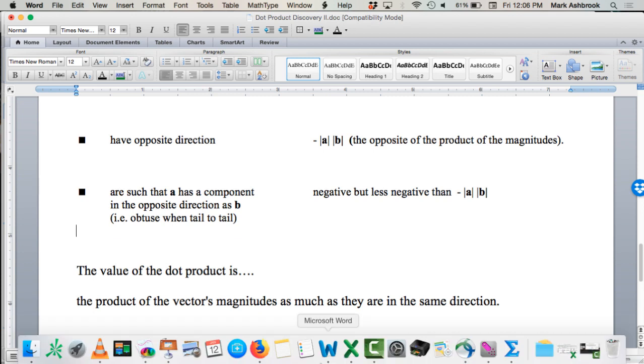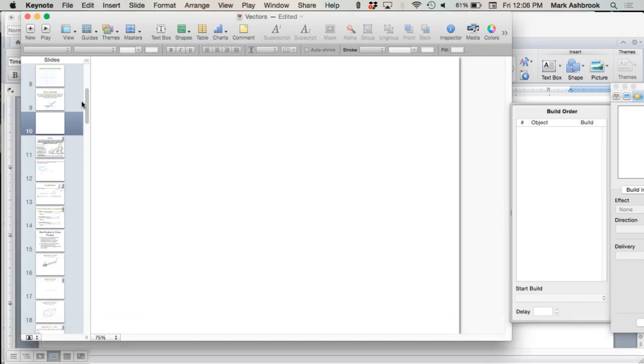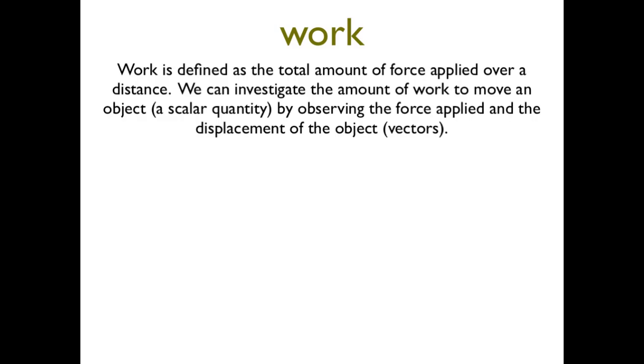All right, so let's look at an example here. Or let's look at work. Work is defined as the total amount of force applied over a distance. Okay, so that's our basic definition. We can investigate the amount of work to move an object. Work is a scalar, all right? Work does not have direction associated with it. It's just an amount.